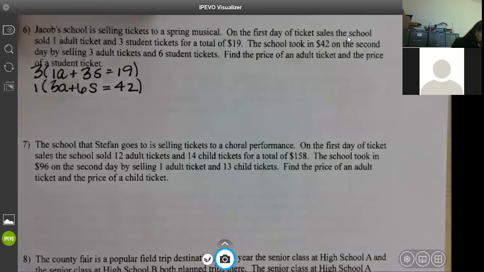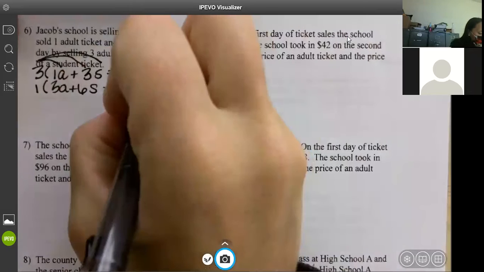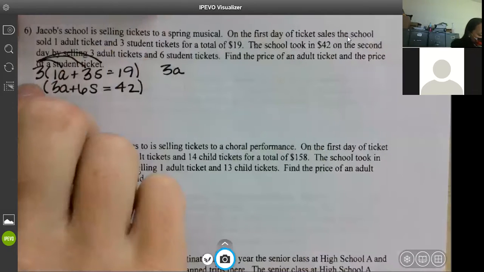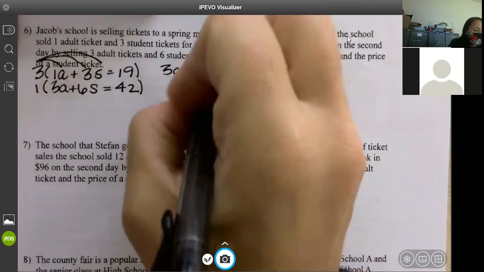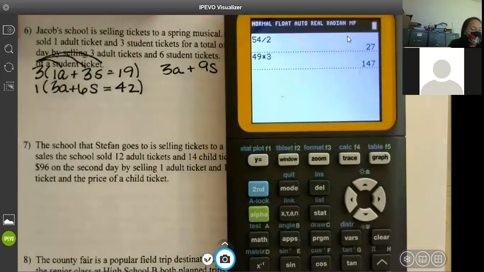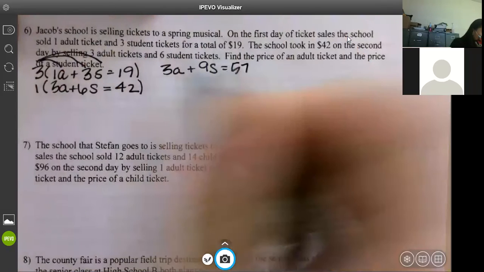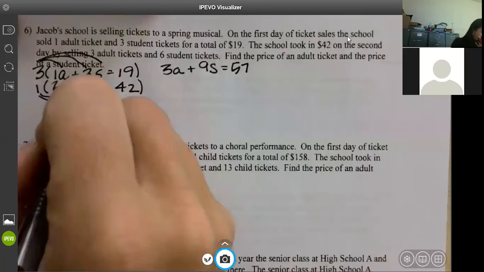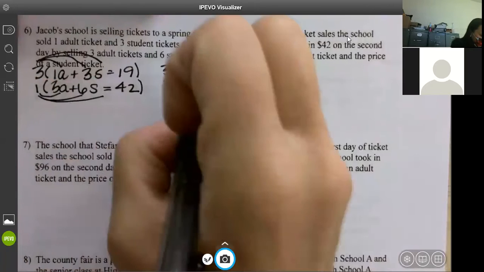Distribute your 3. 3 times 1A is 3A. 3 times 3S. And then 3 times 19, if you don't know what that is, use your calculator. Oh, sorry, 19 times 3 is 57. Distribute here, 1 times 3A. 1 times 6S. 1 times 42.